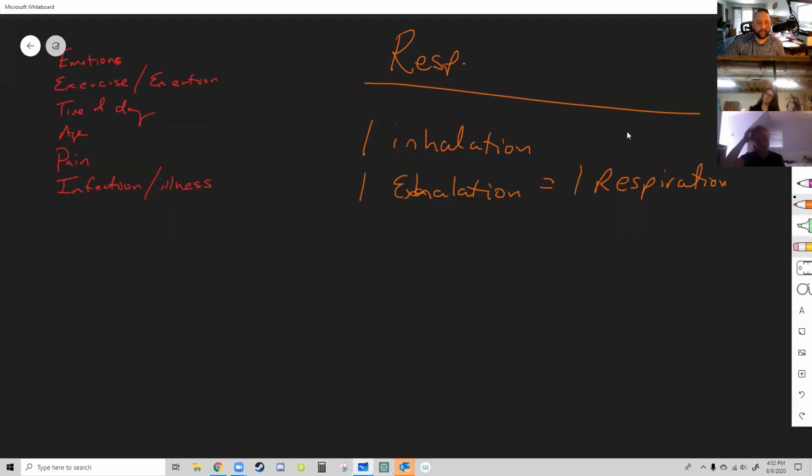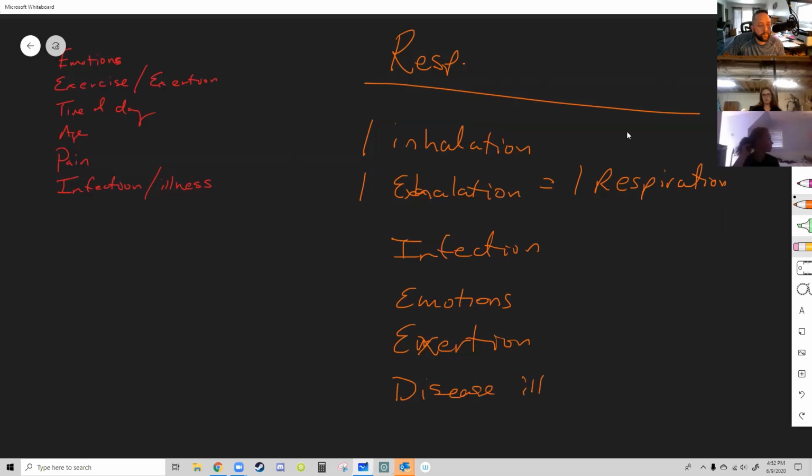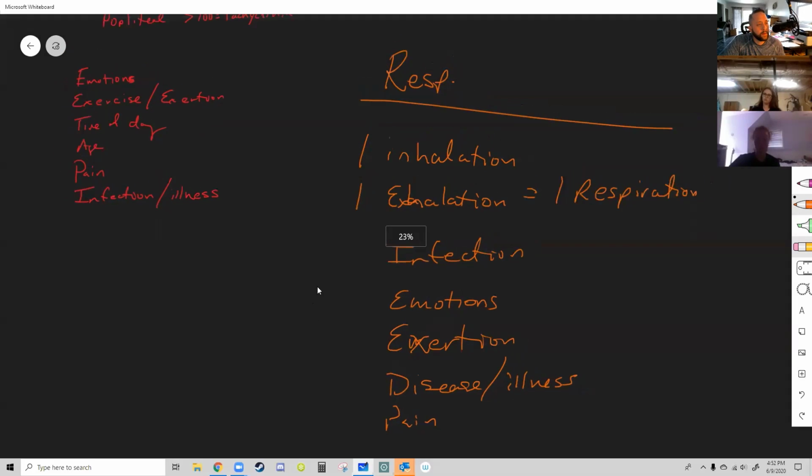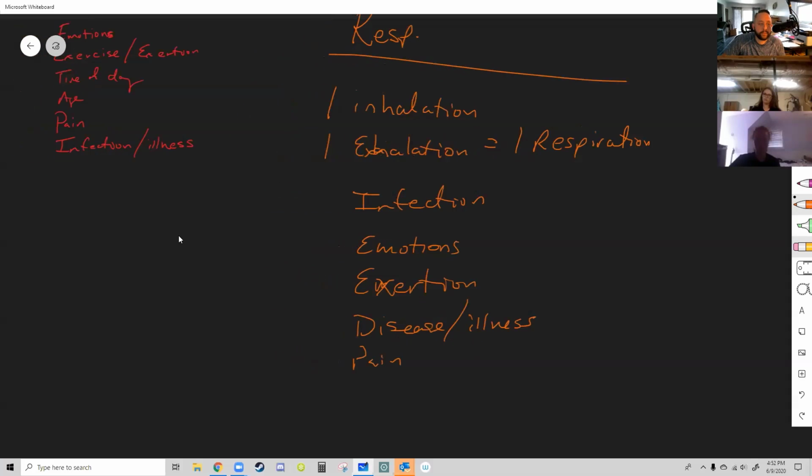The same things are going to affect your respirations, one being infection. Age, maybe not so much, but emotions again, exertion, maybe disease or illness like COPD, or pain. Normal respirations for an adult are 12 to 20 breaths per minute.